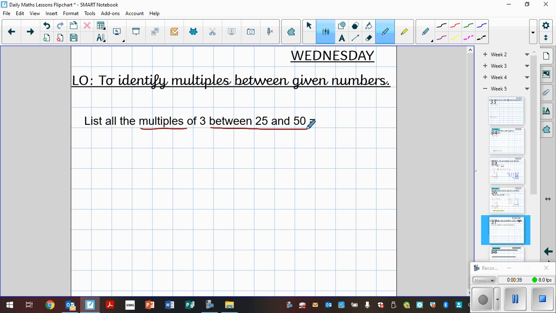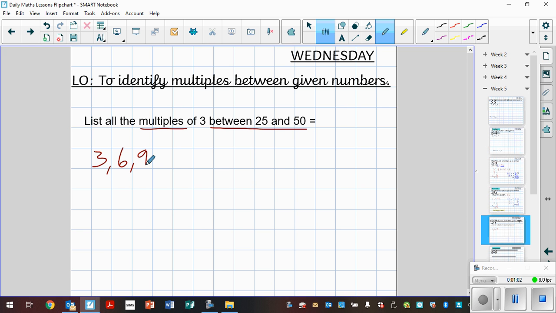So first of all, you need to think, well, what is a multiple? So just have a think about that. What is a multiple? So lots of you will be saying, well, a multiple of 3 is the 3 times table, but we like in maths to call them multiples. So three multiples of 3 could be 3, 6, 9, etc. And the second part of the question is saying there's a multiple of 3 between 25 and 50.